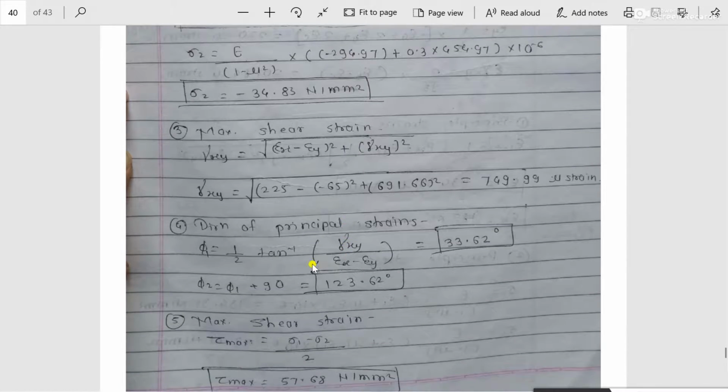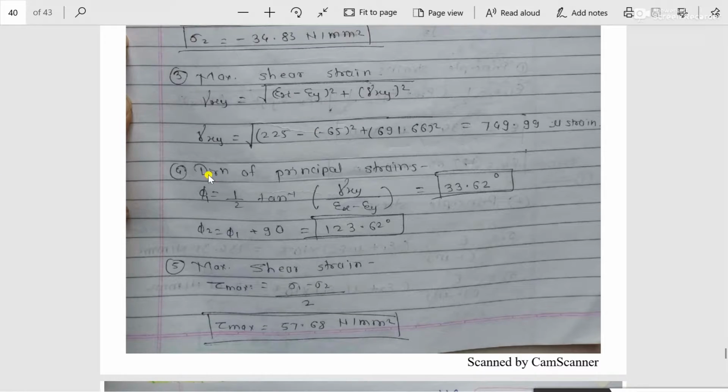Then maximum shear strain. So to calculate the maximum shear strain, the formula is available with us, that is gamma max is equal to square root of epsilon x minus epsilon y bracket square plus gamma xy bracket square. So from this equation I can calculate the maximum shear strain. Put the values of epsilon x, epsilon y, take the square of that, then gamma xy already we have calculated, and by making this calculation I can calculate the maximum shear strain, which is equal to 749.99 microstrain. So this is the formula to calculate the maximum shear strain.